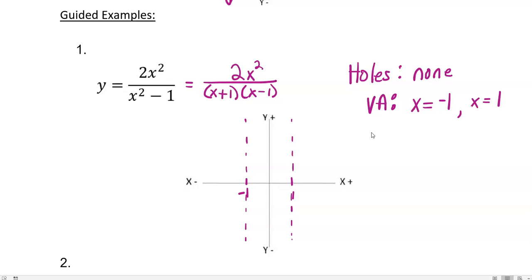Now, when you go to Desmos, you can plug in the original or the factored form. However, I suggest plugging in the original because if you have not factored correctly, you'll be able to tell because your lines won't be in the right places. So we're looking to have our lines at 1 and negative 1. If I plug in the original and they're somewhere else, I know I've factored wrong. Okay, so let's go check that out.